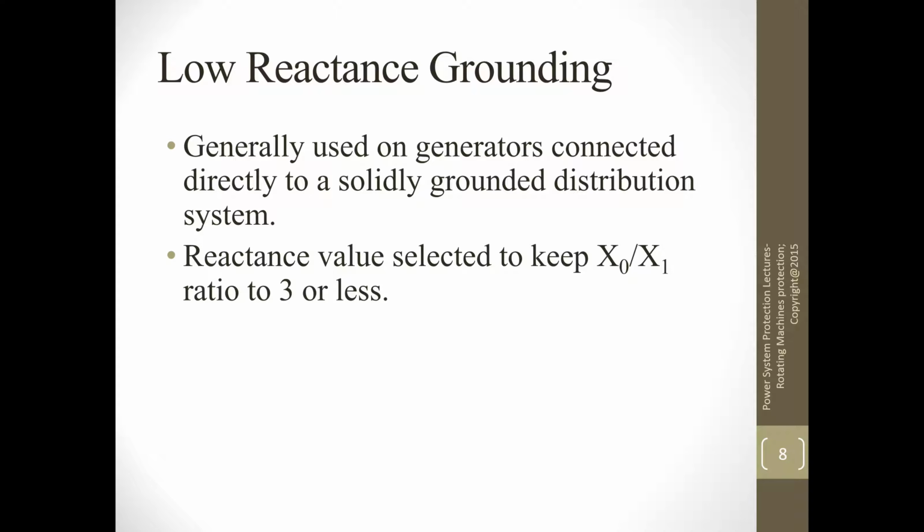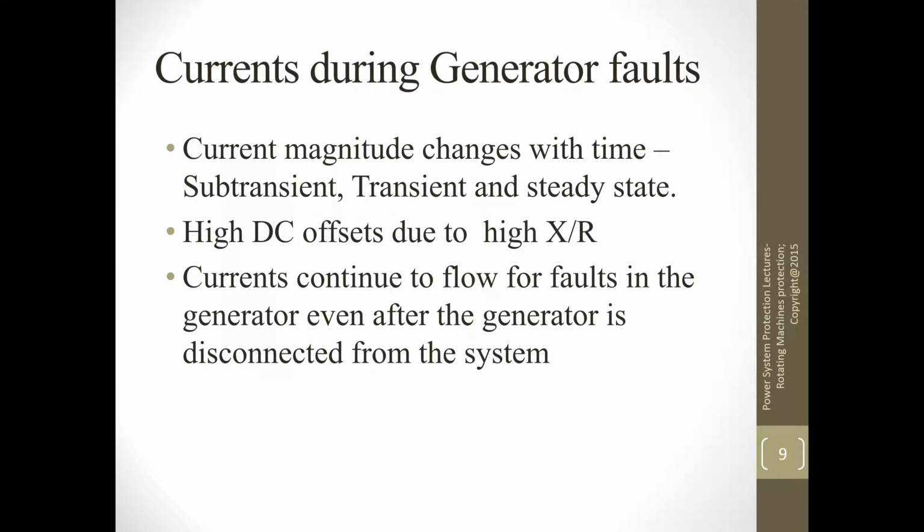Generally, these are used on generators which are directly connected to the distribution network, like we mentioned, 13.8 kV, 50 MVA diesel machines. Reactance grounding is used there. The reactance value is selected in such a way that the X0 to X1 ratio is 3 or less. This will limit the voltage on unfaulted phases for a single line-to-ground fault to less than 125% of nominal.